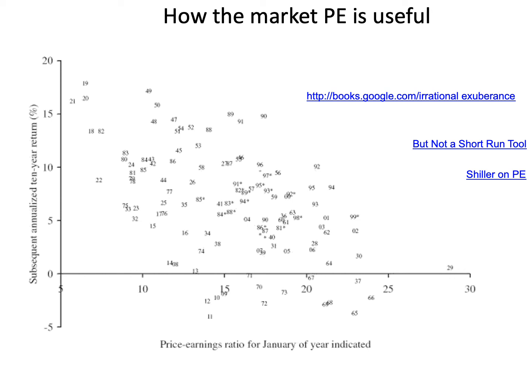This is again showing the price earnings ratio for January every year and the subsequent annualized 10-year return, to look at the relationship between the 10-year return and the price earnings ratio in that particular month.